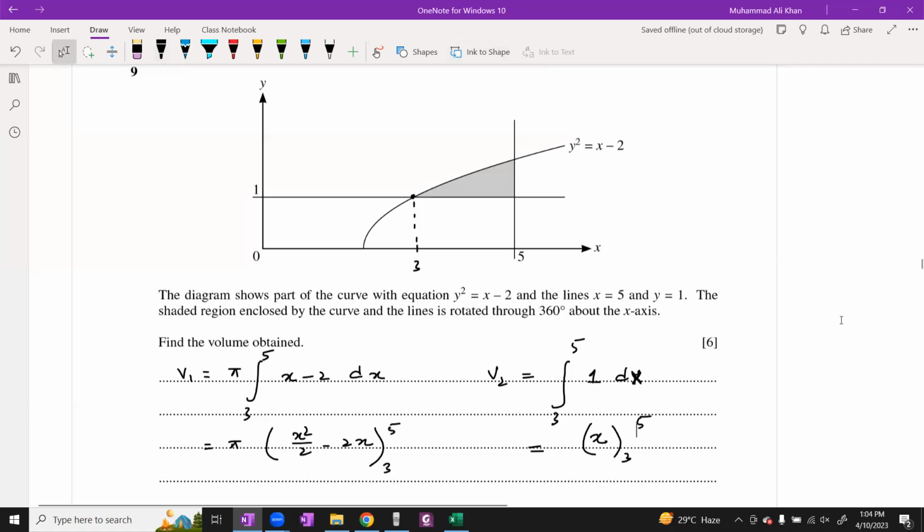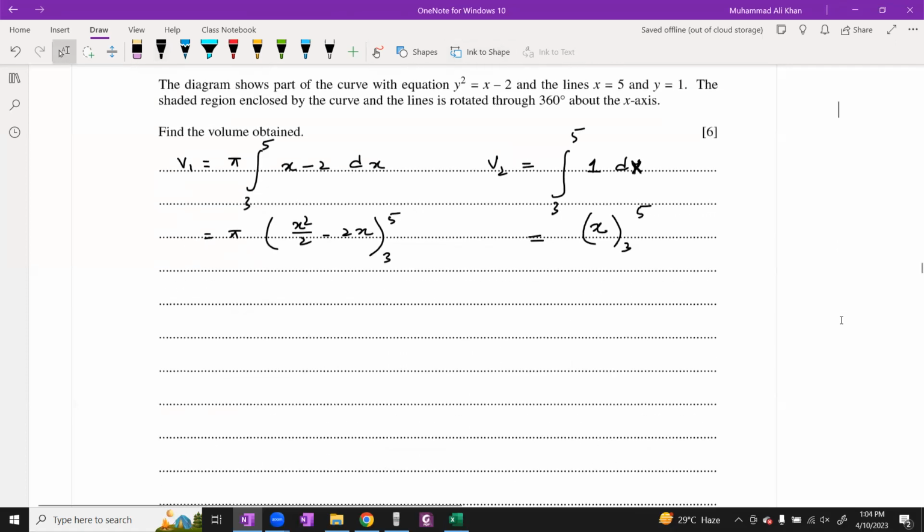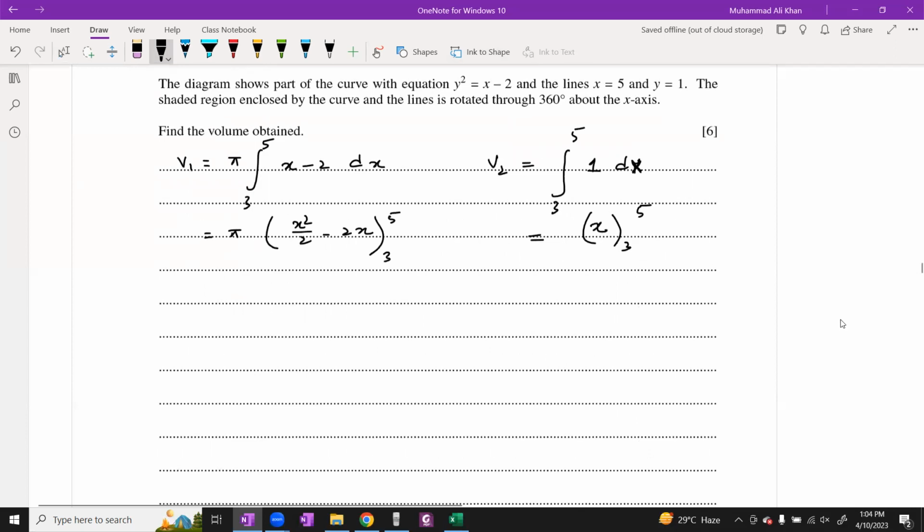अब लिमिट्स अप्लाई करेंगे हम दोनों इंटीग्रल्स की. सो इट विल बी, अच्छा पाई भी यहां पर आएगा. सो इट विल बी पाई. लिमिट अप्लाई करेंगे अपर लिमिट 25/2 माइनस 10, लोअर लिमिट 9/2 माइनस 6. अपर लिमिट माइनस लोअर लिमिट. सो इट विल बी पाई.